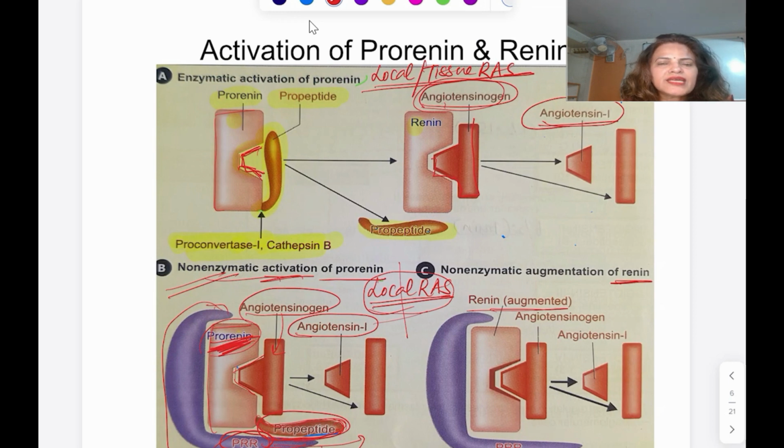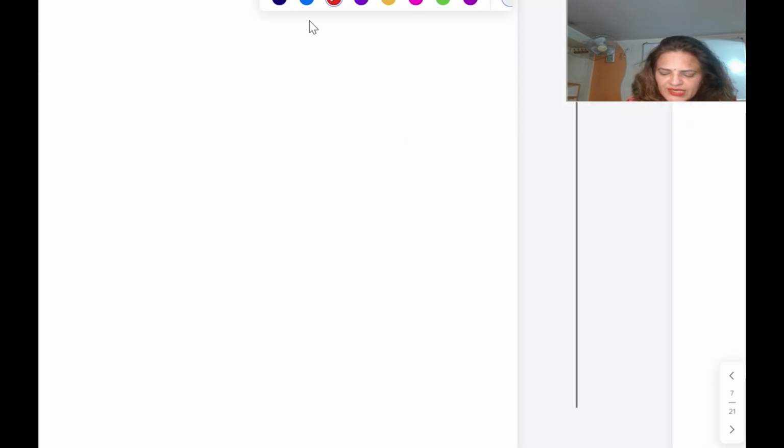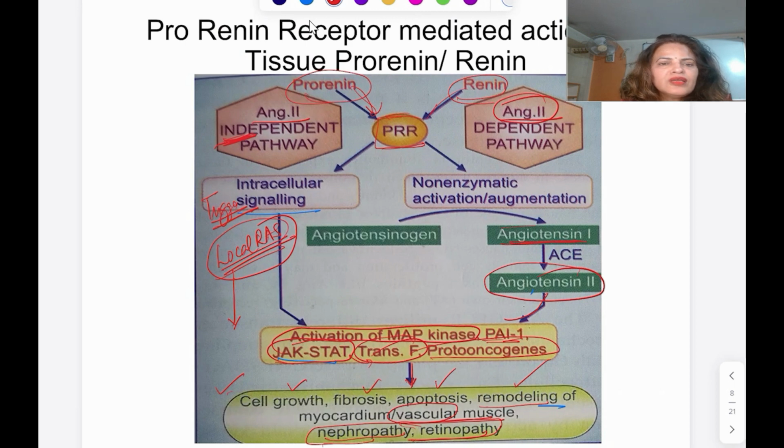And once it gets activated, then what will happen? So angiotensin 1 is formed in both ways. Then further activation may be angiotensin 2 dependent or angiotensin 2 independent. In the next slide I have shown that ultimately, activation of this local RAS leads to various pathological conditions which have been mentioned here.